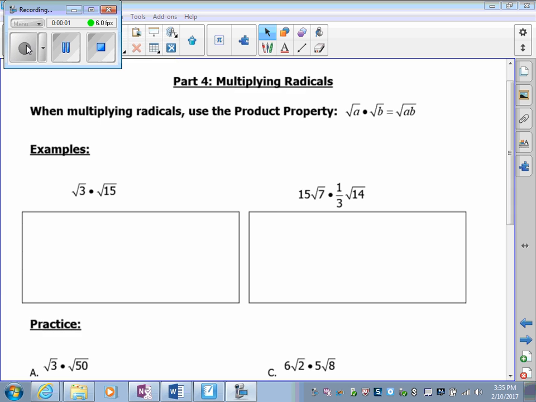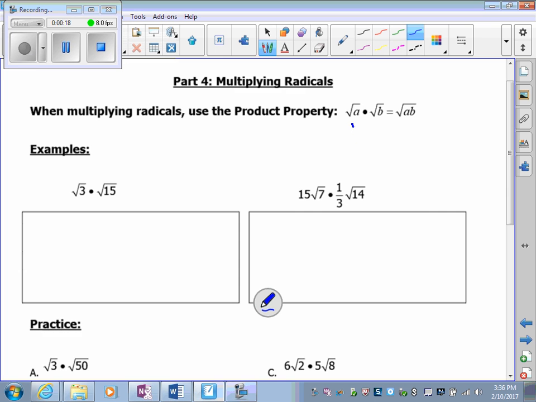Last time in class, we discussed simplifying radicals. Today, we're going to go over radical operations. The first one we'll talk about is multiplying radicals. When you multiply radicals, you can either put them together or separate them.